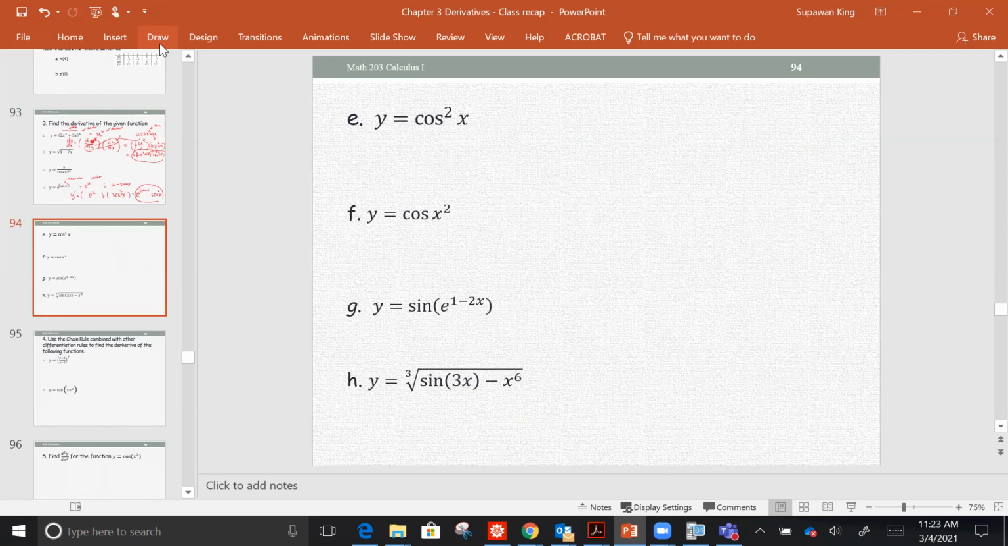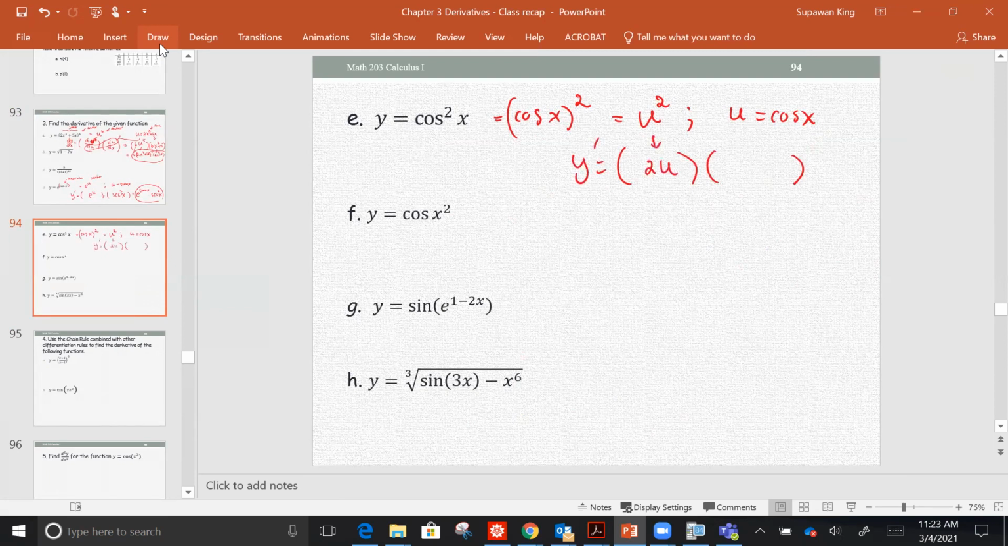For the rest of them, you can use the notation u to represent the inner function. Like this one is cosine of x, to the second power. And we can ask, what is the inner? The inner we let be u, with the power of two. Make a list on the side here: u is cosine x. Then find the derivative and multiply by the derivative of the inner. So y prime equals 2u multiplied by negative sine x.